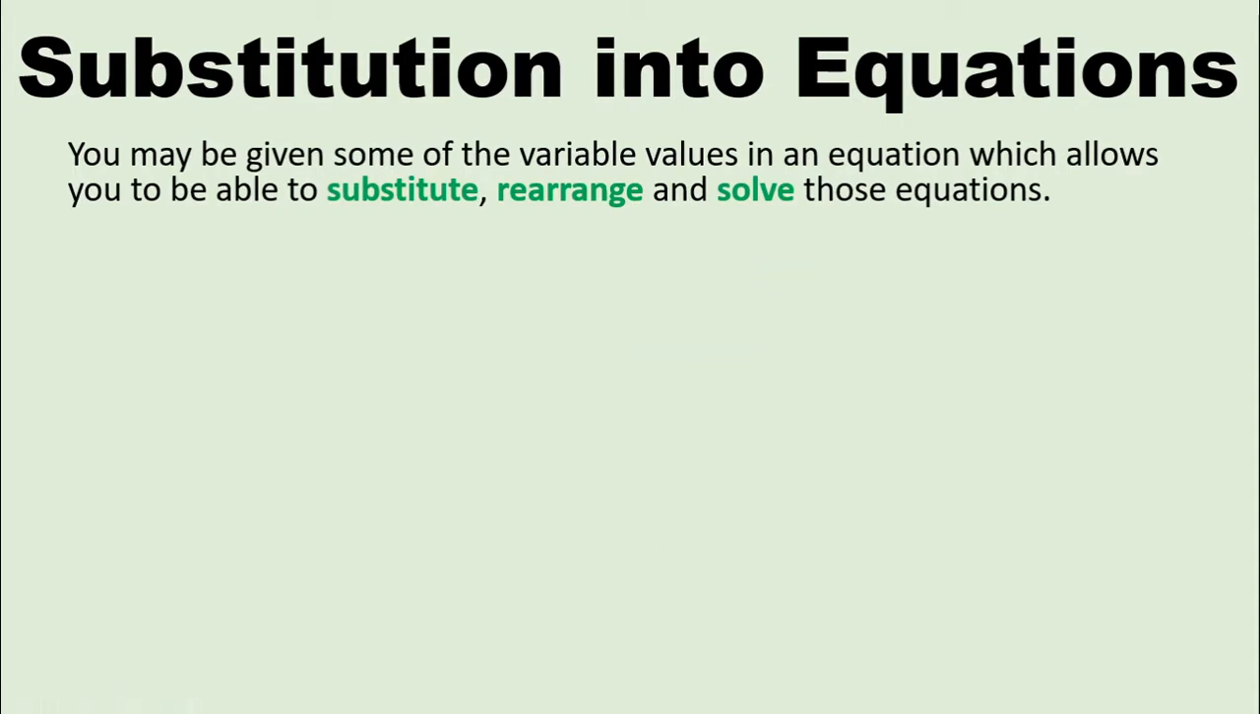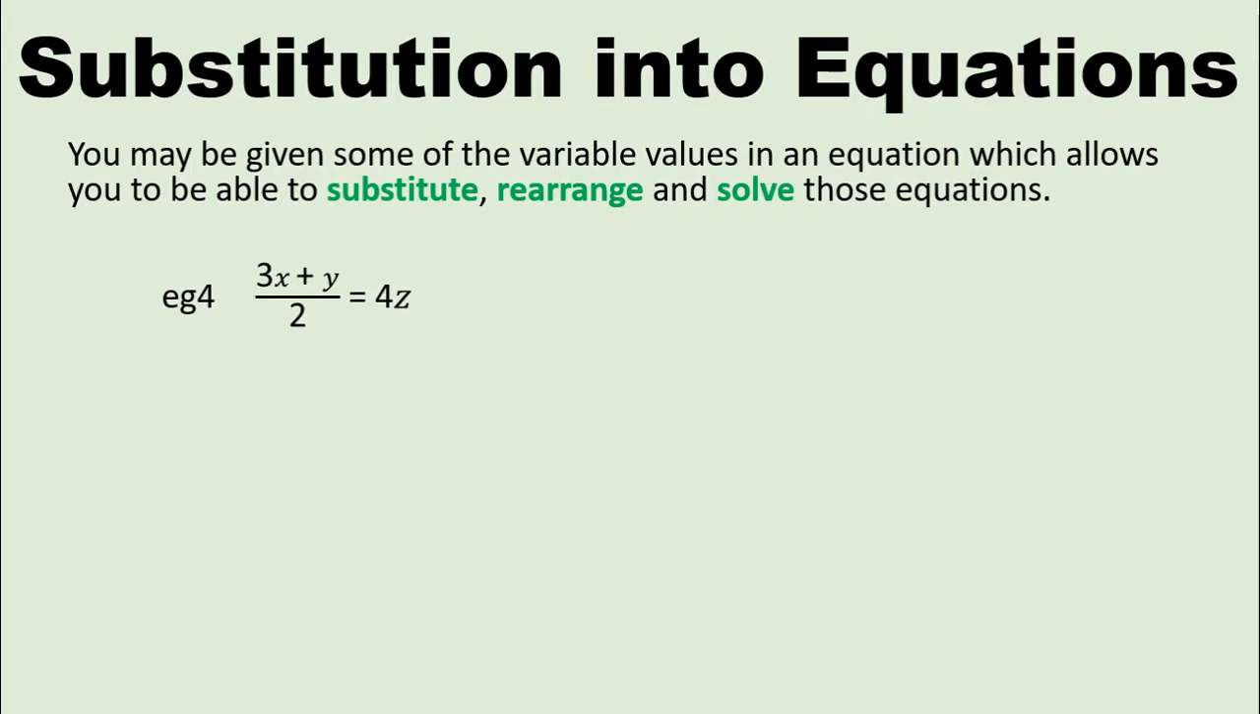We can also substitute into equations. As we've done before, we can substitute into an equation to see if we have the correct answer, or we can substitute some of the variables that we know and rearrange that equation to find the variables that we don't know. So that involves 3 steps: substitution of what you know, rearranging of the equation, and solving for what you don't know. For example, 3x plus y over 2 is equal to 4z.